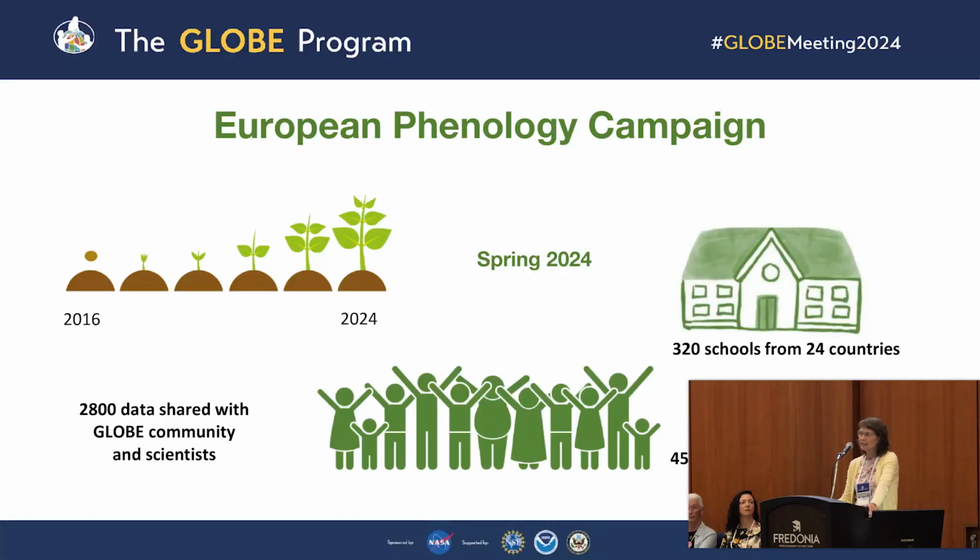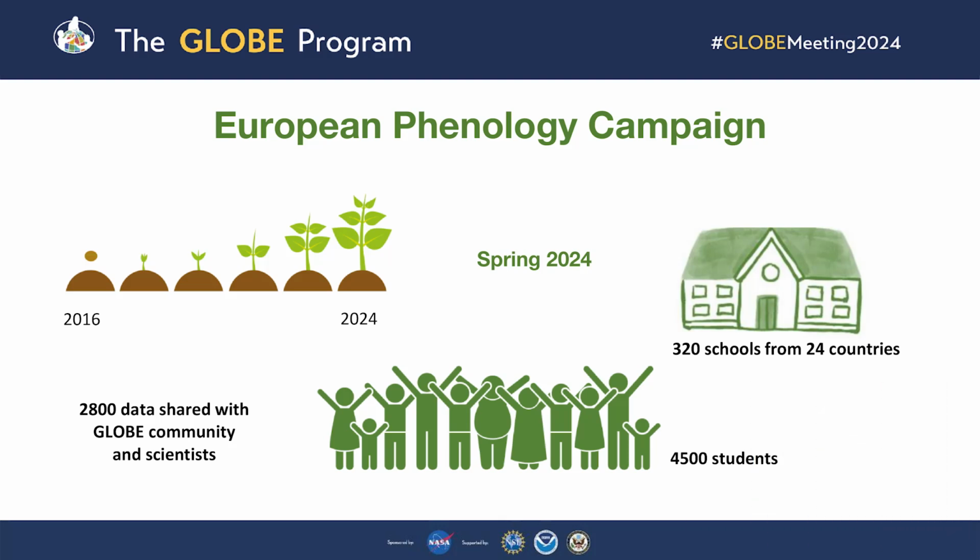The campaign started 8 years ago, and it's growing and growing, which means that we have more schools, more students, but also more data. And it's data from the same period in spring or in autumn. So it's quite easy for students to work with it and compare it. And so they do it.